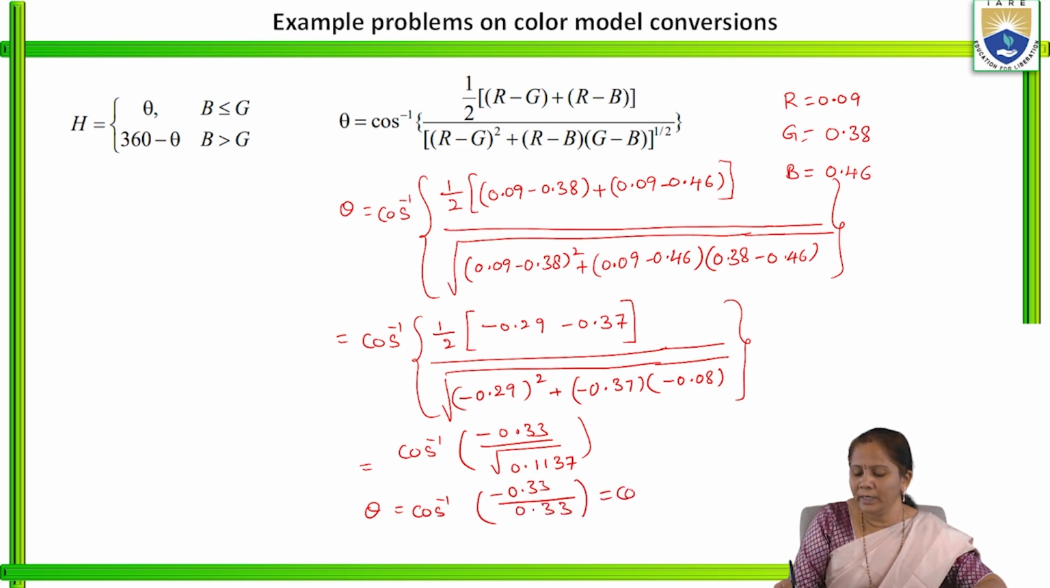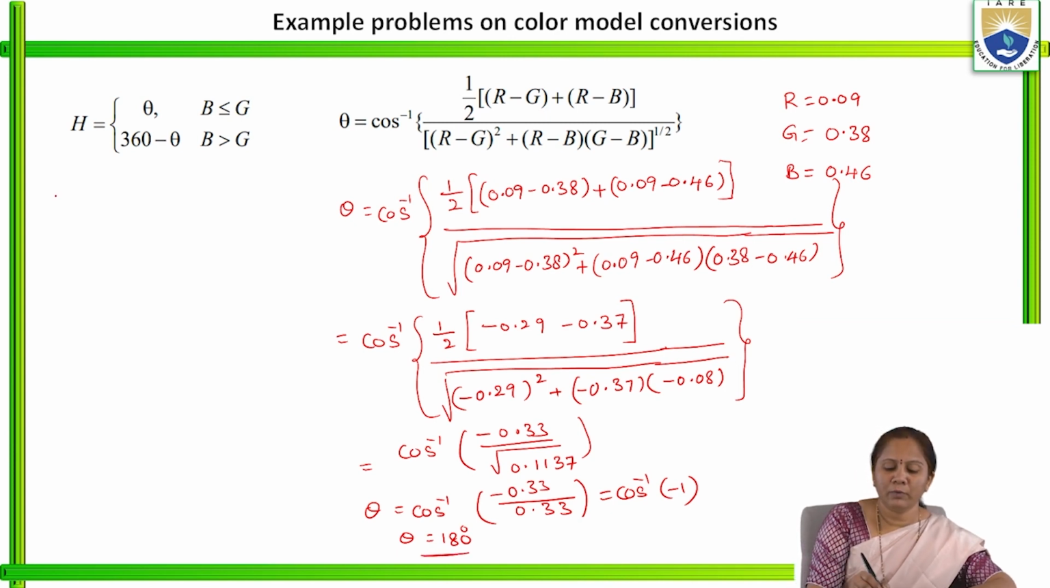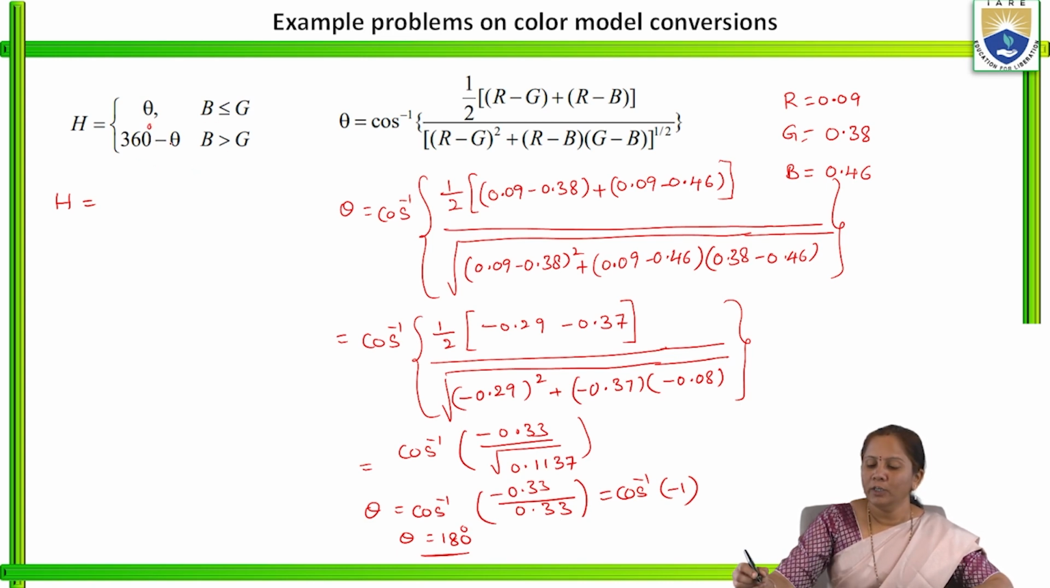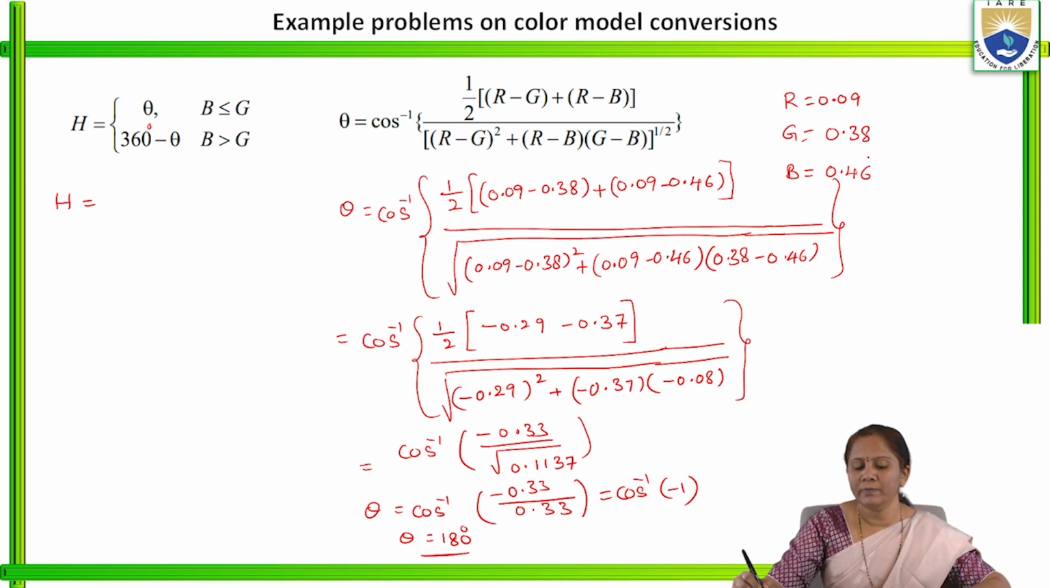So here we will get cos inverse of minus 1. So the value of theta will be equal to cos inverse of minus 1, which is 180 degrees. Now, considering this theta value, we have to find the value of H. H is equal to either theta or 360 degrees minus theta, based on the values of B and G. So we have to see the B and G values.